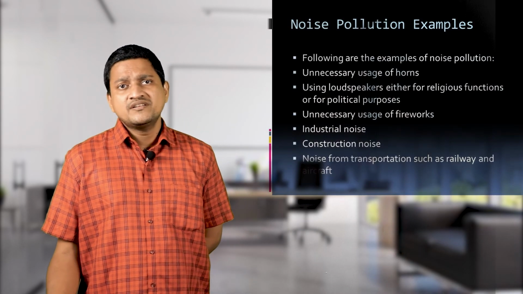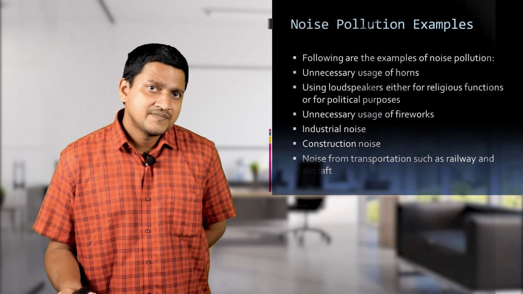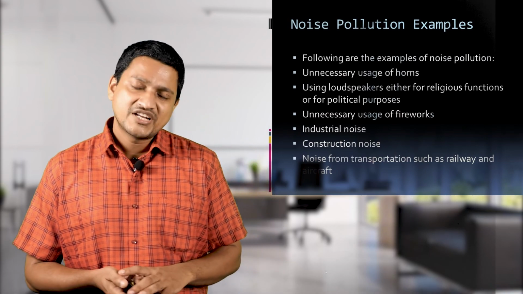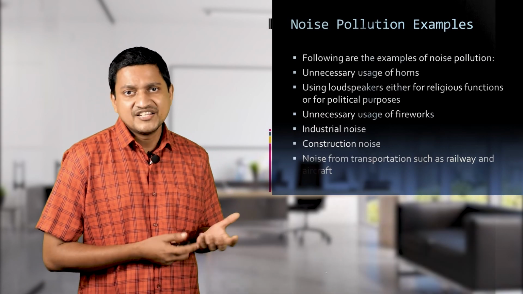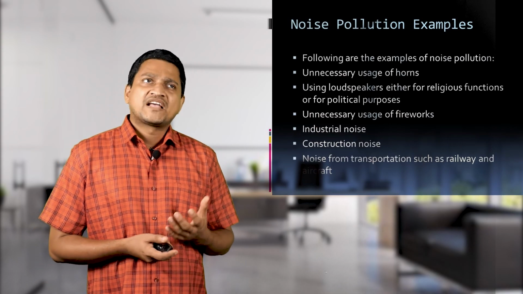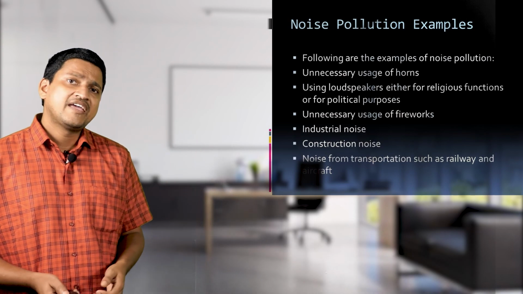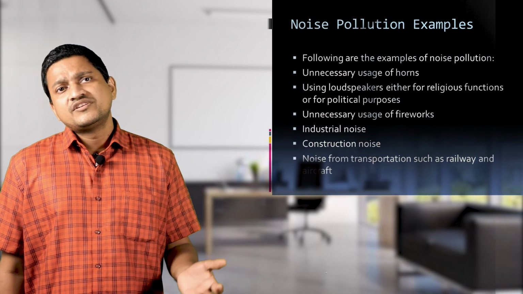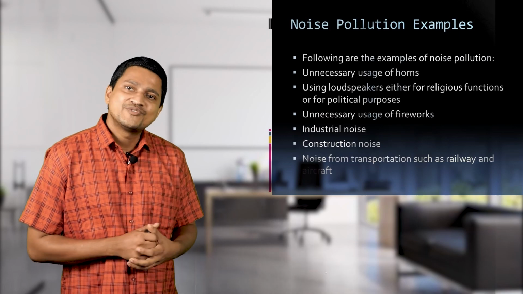Some examples of noise pollution are unnecessary usage of horns in vehicles, using a loudspeaker either for a religious function or political purpose, unnecessary usage of fireworks, industrial noise, construction noise, and noise from transportation such as railways, aircraft, etc. Next, we are going to deal with the effects of noise pollution. What are the effects of noise pollution?